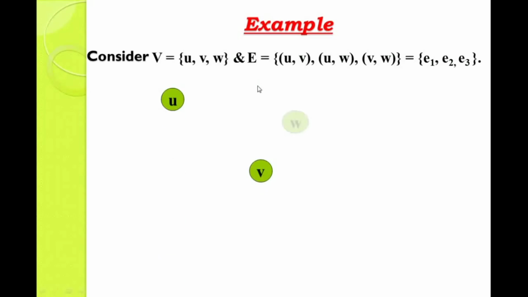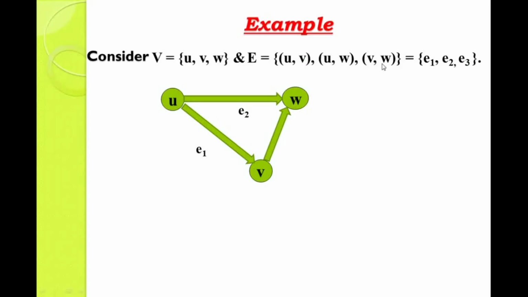Okay, so how many vertices are there? u, v, w. First I am going to draw one edge, and that edge name is E1. How to draw the edge from u to v? We draw the edge from u to v, and this edge name is E1. Similarly, we draw the edge from u to w, and the edge name is E2. Similarly, we draw the edge from v to w, and this edge name is E3. Using this graph, we are going to find how many in degree and how many out degree the given vertices have.